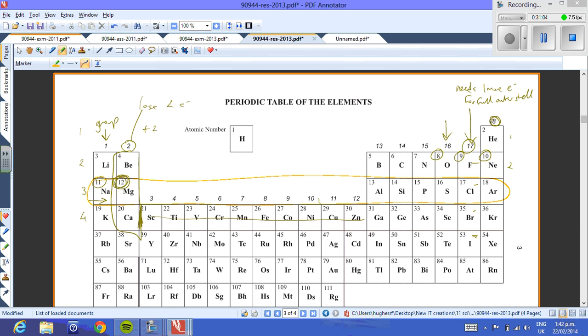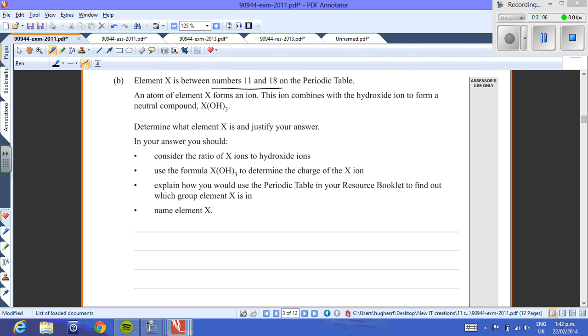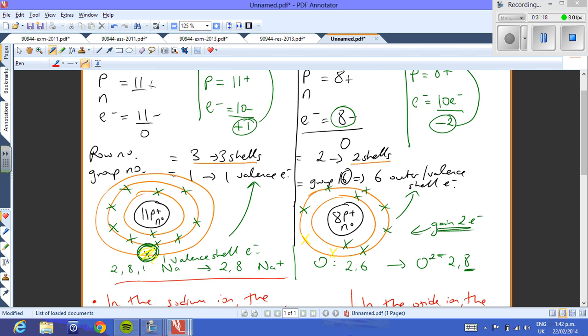And the question continues to read, an atom of element X forms an ion. This ion combines with the hydroxide ion to form a neutral compound, X and then 3 hydroxides. Well, for the charge on the hydroxide ion, we're going to need our resource sheet.